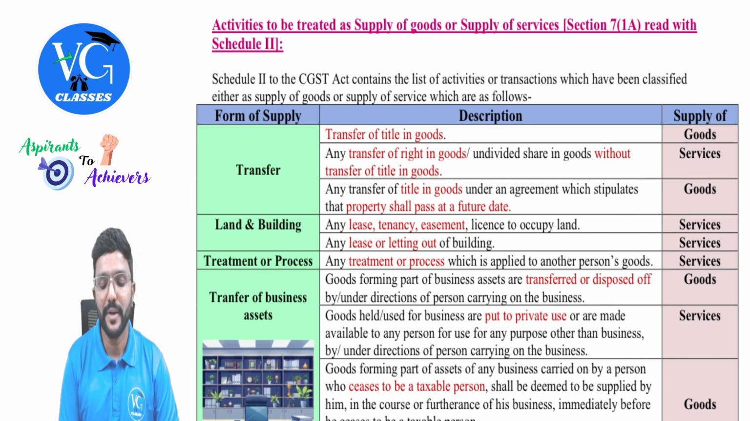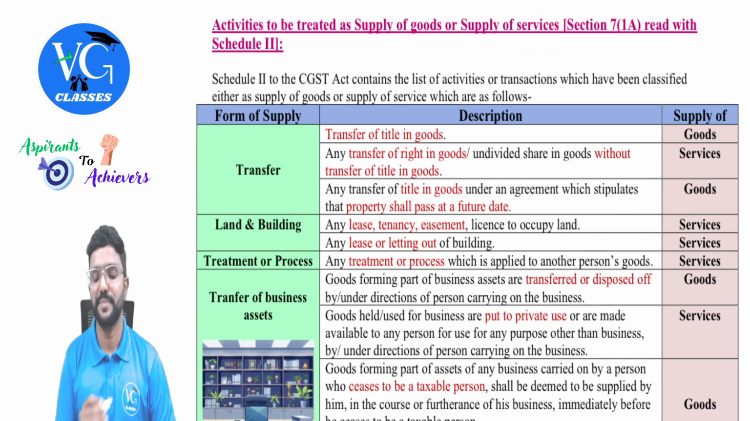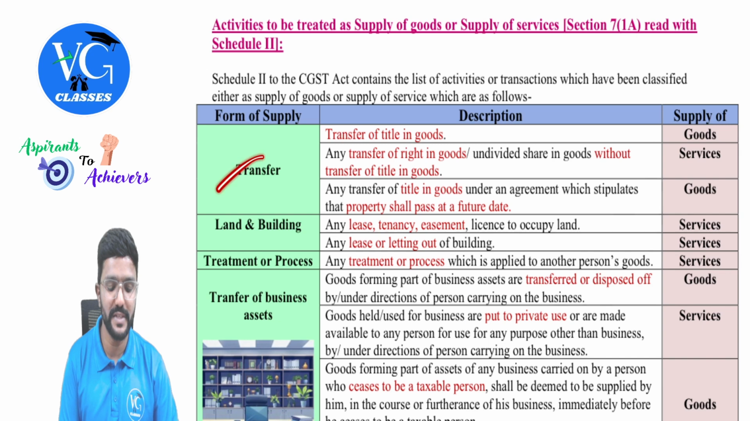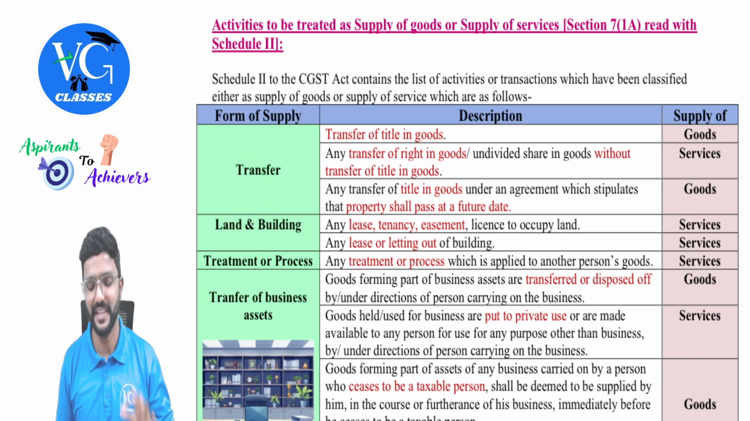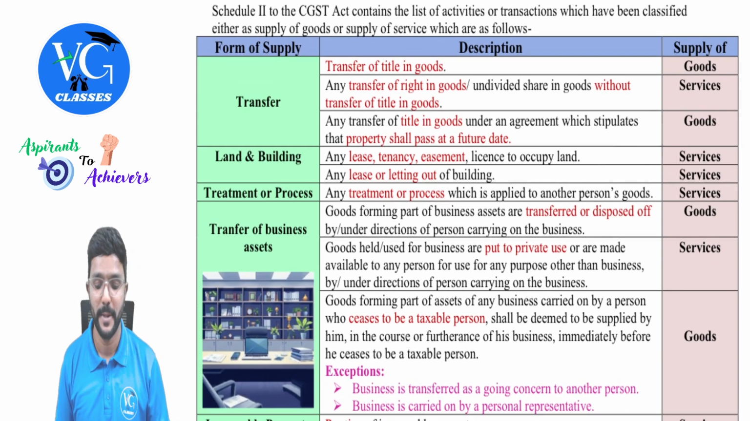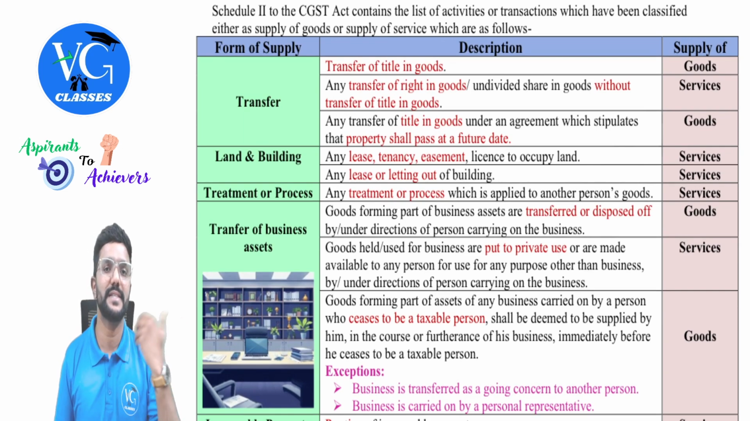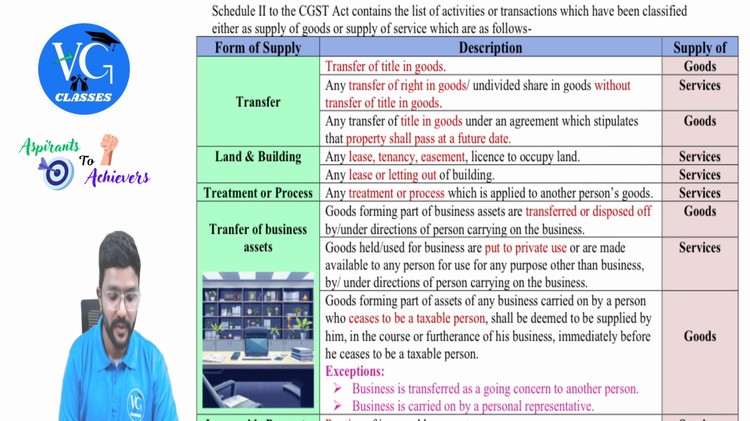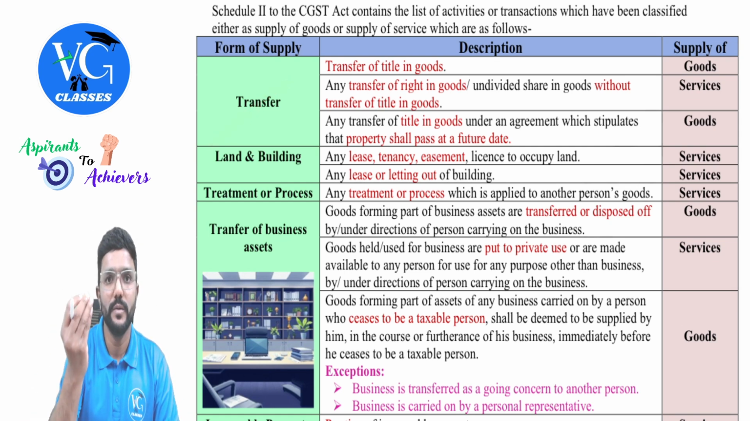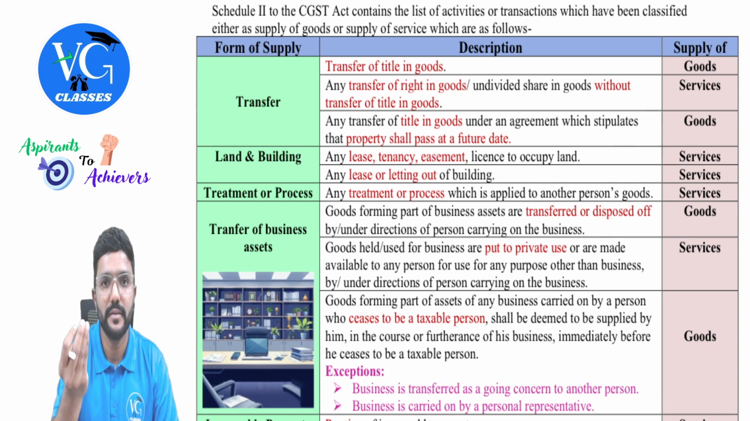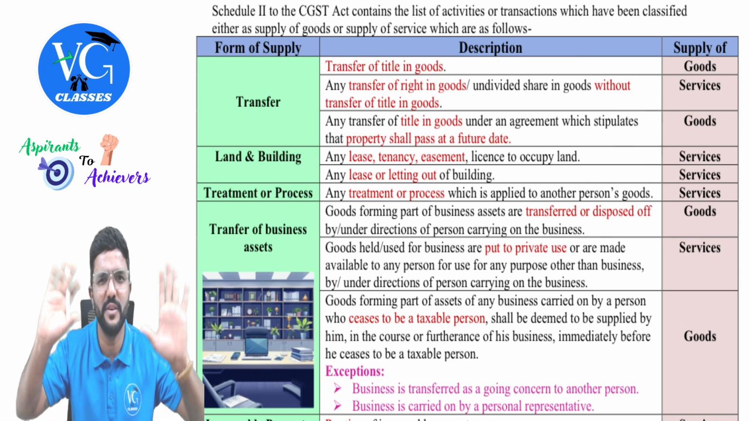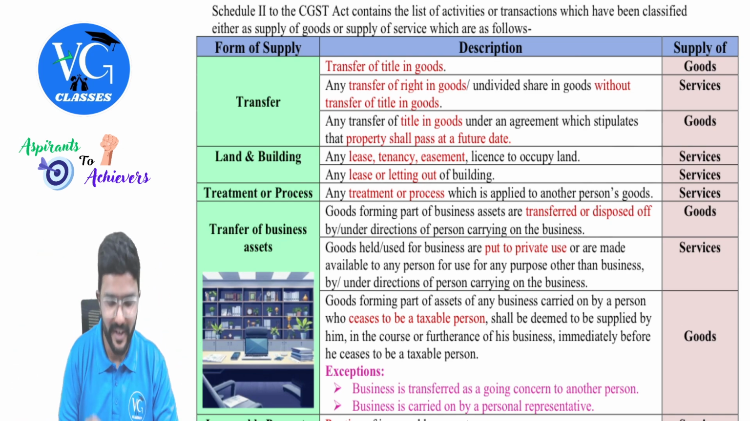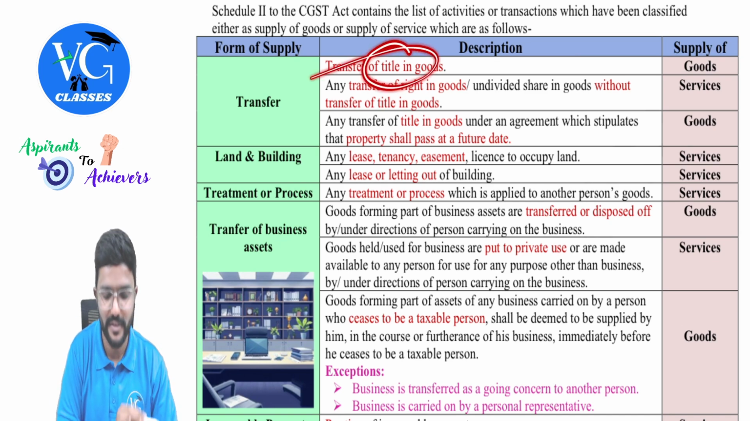Activities to be treated as supply of goods or supply of services as per section 7.1(a) read with Schedule 2. So which are those? We will see one by one. Very easy, guys. Very easy. Just by applying common sense, we can classify whether it is a supply of goods or a supply of services. Listen quickly. Pay attention. Brother, sister, pay attention. Look here. Be attentive. Don't get lost in the provisions.